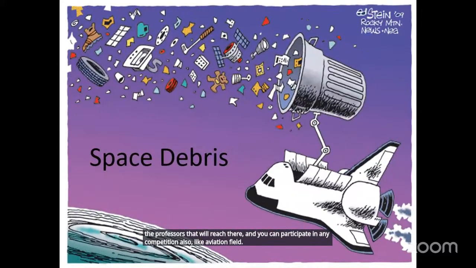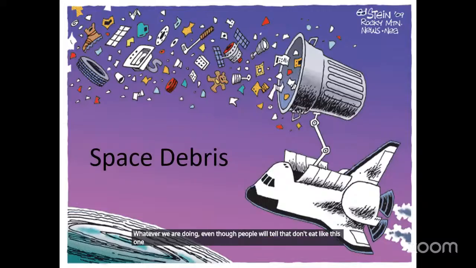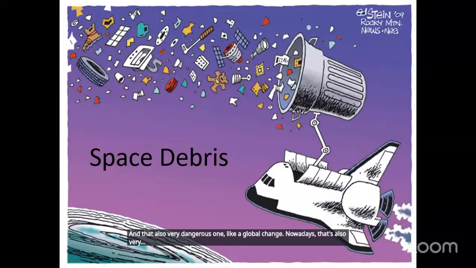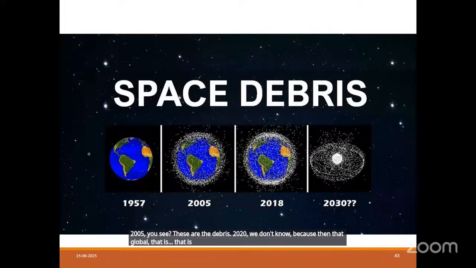Space debris is like the junk food we eat: even though people tell us not to eat it, we still do, and in the same way we have a lot of debris in space. We don't know how it will be removed from space, and it is very dangerous, like global change nowadays. In 1957 space was very clean. By 2005 you can see the debris. For 2020 we don't know, but that is the scenario from the picture.